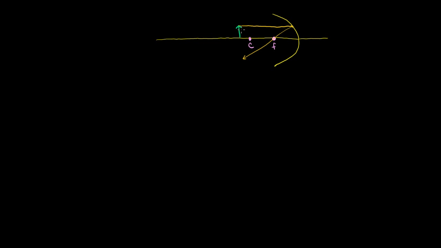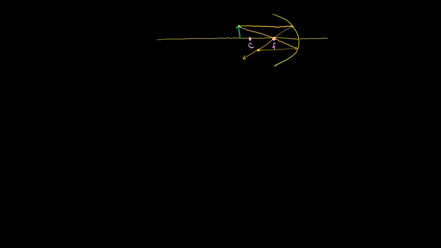And then let's have an incident ray that goes through the focus. And when it reflects, it will be parallel. And this is the example we actually saw in the last video. So whatever light is being emitted from this point over here in that direction, it will come back and converge again at this point.